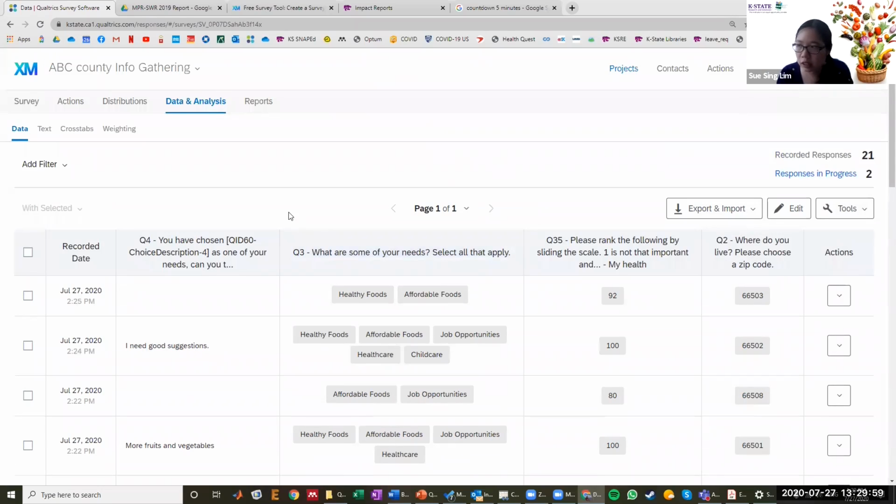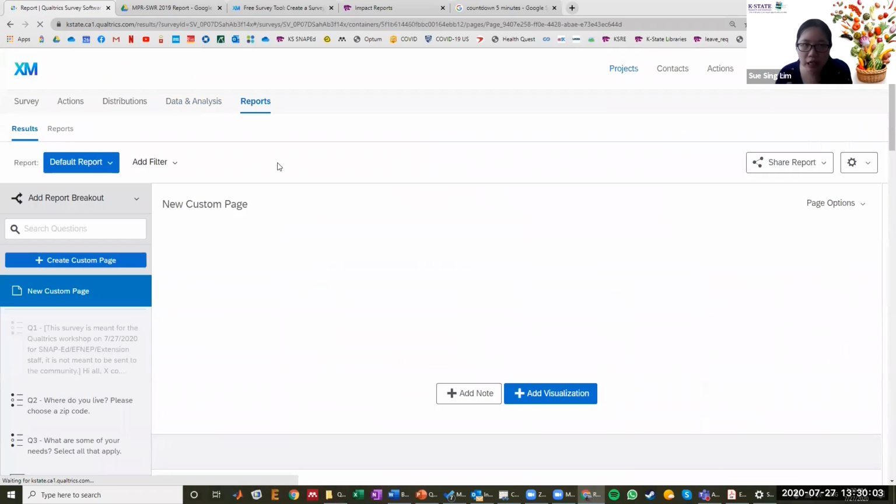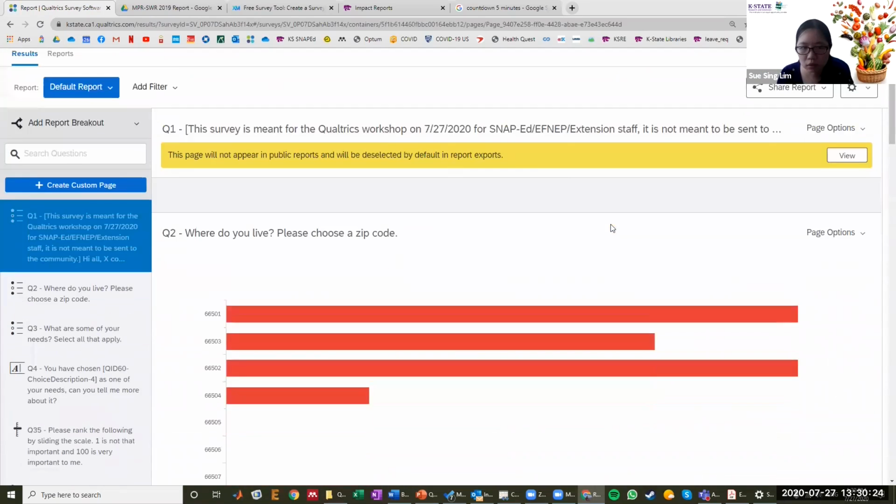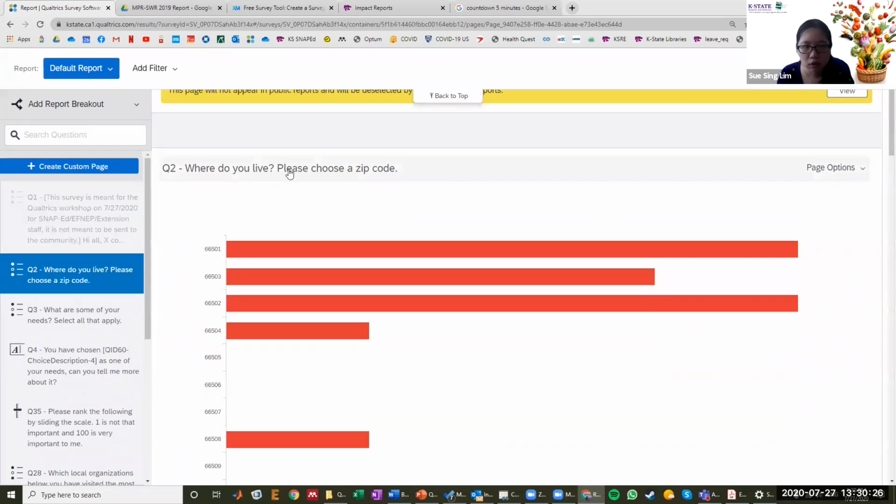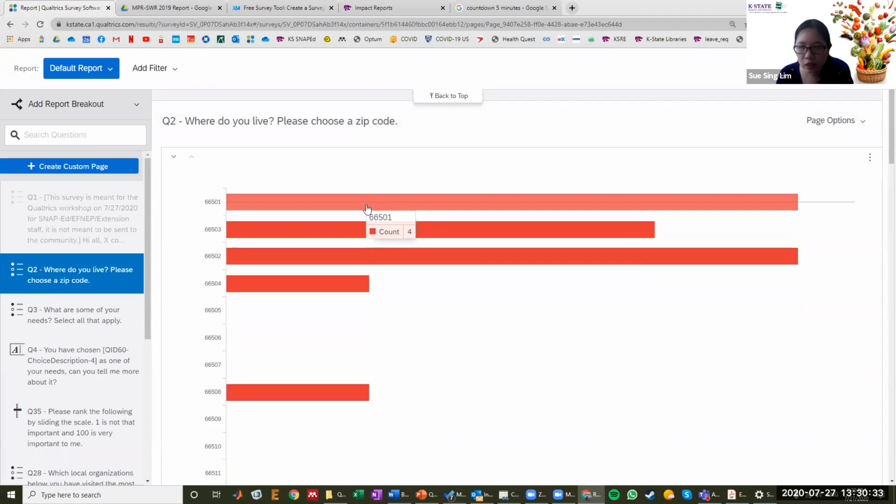The more important thing is you want to go to reports. That's where you can see the aggregate numbers. Okay. Now we have the second question, where do you live? Please choose a zip code. It automatically creates this chart for you. So 4 people live in 66501, 3 people live in 66503.